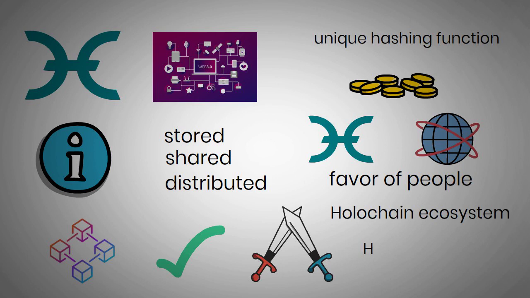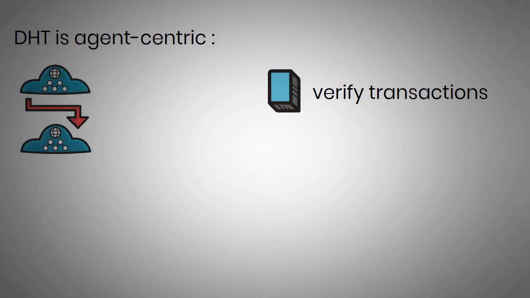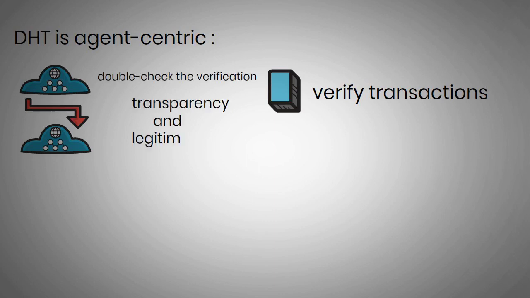Holo is based on the Holo distributed hash table. The DHT is agent-centric, which means that it employs a single node that can individually verify transactions. Once verified by an individual node, the data is distributed to other nodes in the system, which double-check the verification info for transparency and legitimacy.